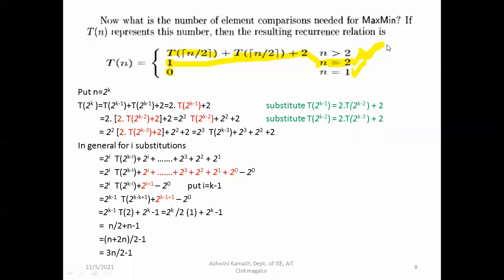So you can notice here, it is less than the previous one. It was 2n minus 2 number of comparisons. Now it is 3n divided by 2 minus 1. So this function is better than that.